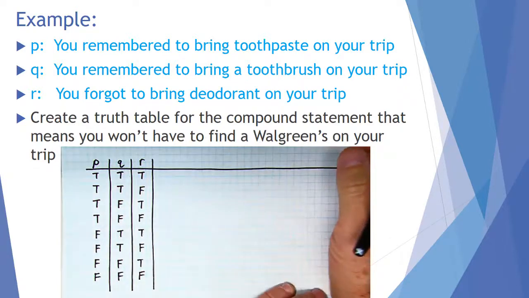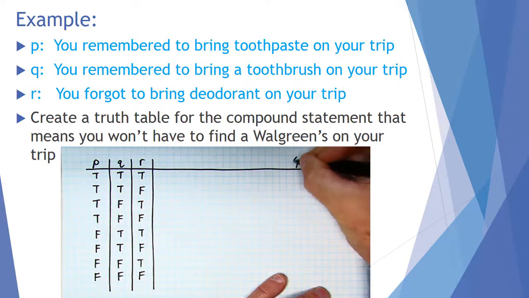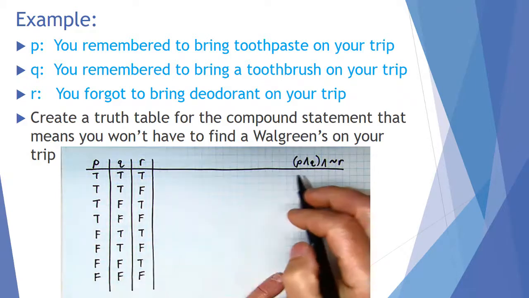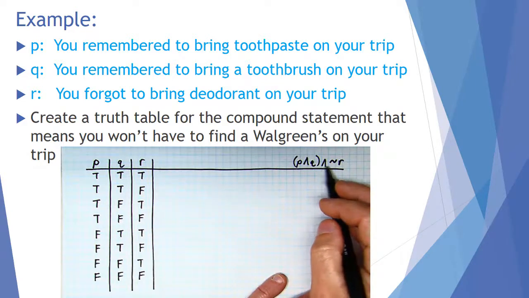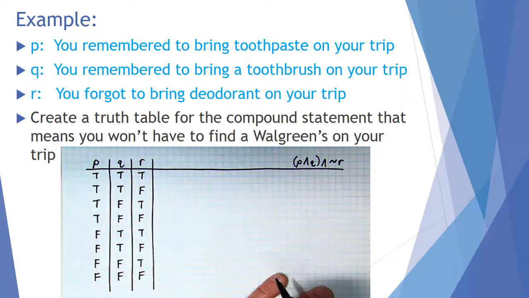Well, we don't want to have to go to Walgreens. That is to say, we want to remember everything. And that means we want P and Q to be true. We want to remember our toothbrush and our toothpaste. But the other thing is that we do not want to forget our deodorant. That is to say, we want P and Q, and we do not want to forget R. So we need P and Q to be true, and we need R to be false. That is to say, we need the negation of R to be true.